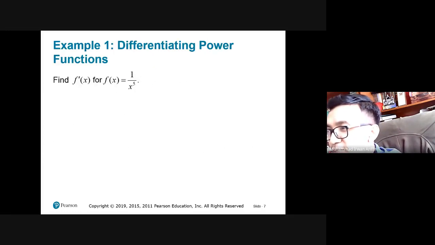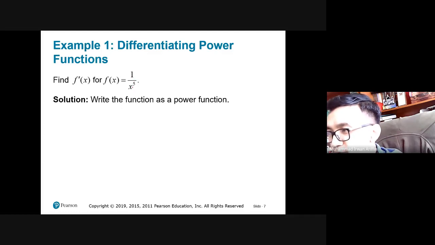Another example, differentiating power function. So we have a power function like this. f of x equals 1 over x to the power of 5. Solution: we need to rewrite the function as a power function. So how do we rewrite this as a power function? This is in the denominator.